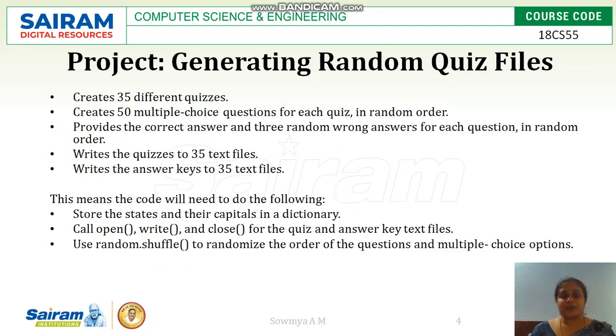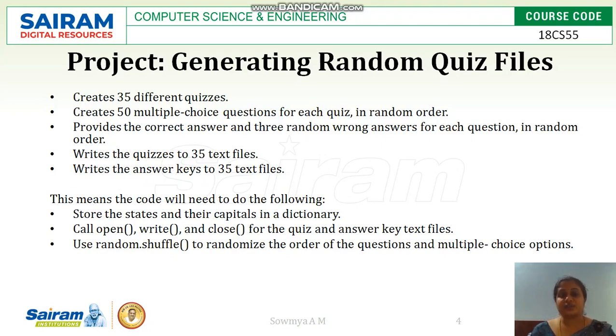Next, there is one small project which is used to generate random quiz files. The concept for this project is that it should create 35 different quizzes, and each quiz should contain 50 multiple choice questions in random order. It should provide the answer and 3 random wrong answers for each question. In the sense, it should provide one question with 4 multiple choice options, and in the 4 choices, one answer should be correct.